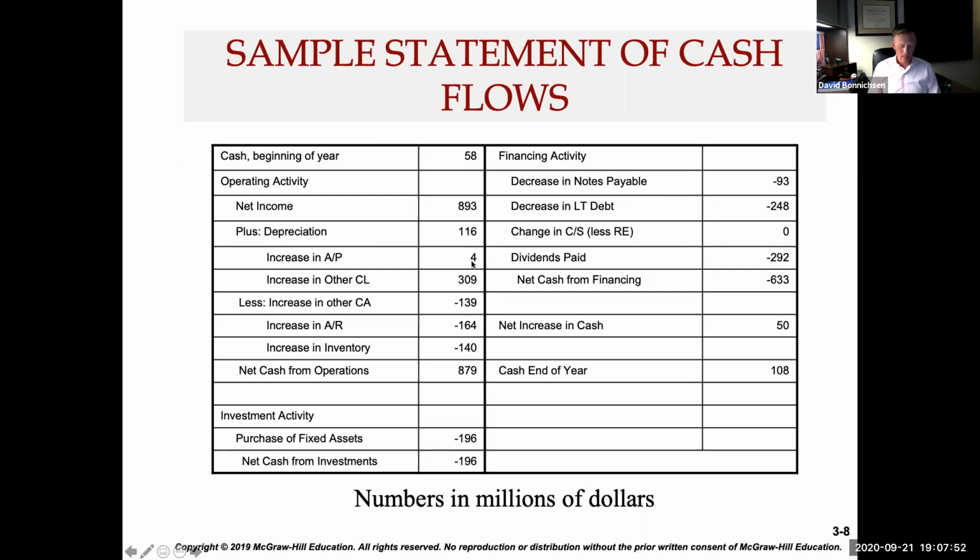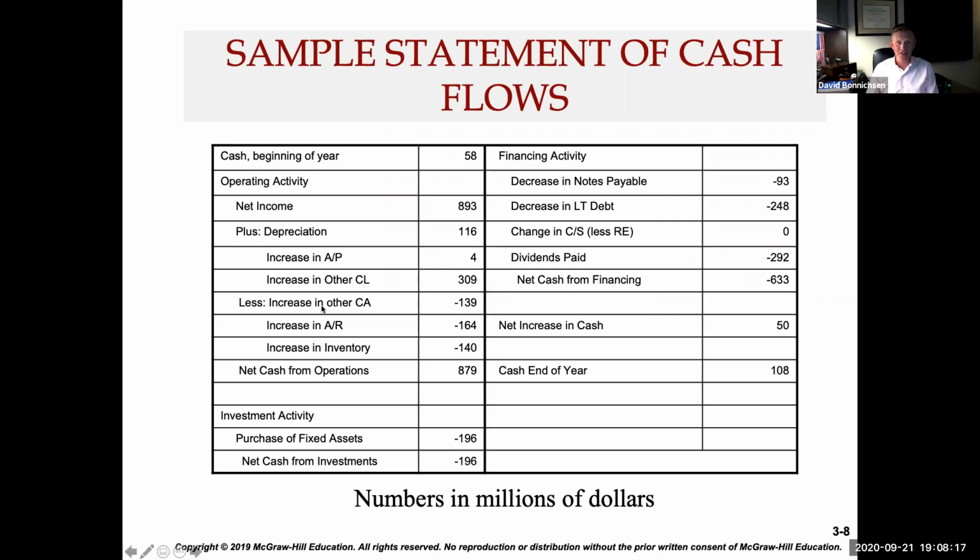We see that other current assets went from 264 to 403. So an increase in current liabilities. An increase in other liabilities went from 1353 to 1662. That is a source of cash. Now we have to look at the uses of cash from our operating activity.